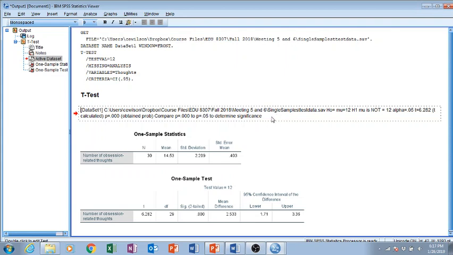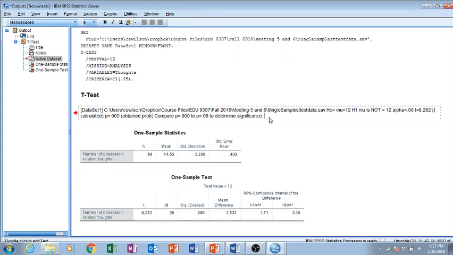All right, so here we go. One more time. Our obtained probability is less than 0.05, or our cutoff value, or critical. So we have statistical significance. All right, we found statistical significance.